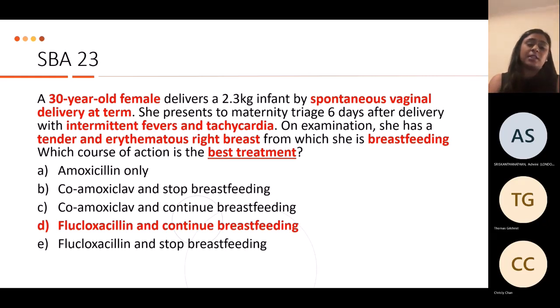They tend to ask about mastitis because you can get it in the postnatal period and it is one of those things that can attend triage quite commonly.